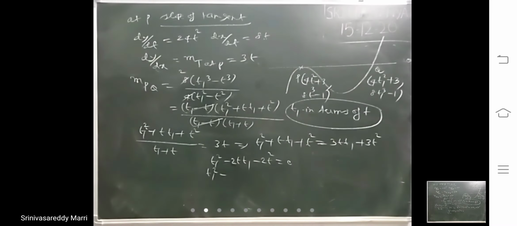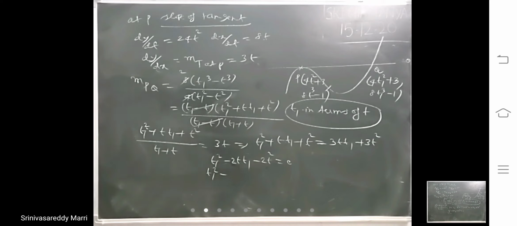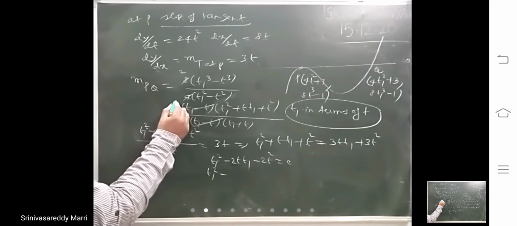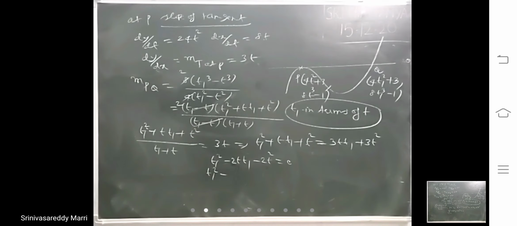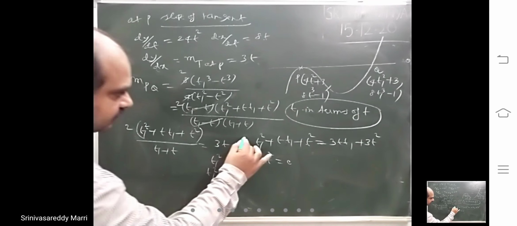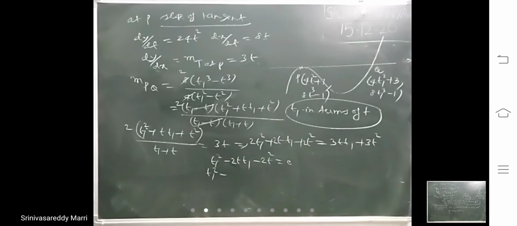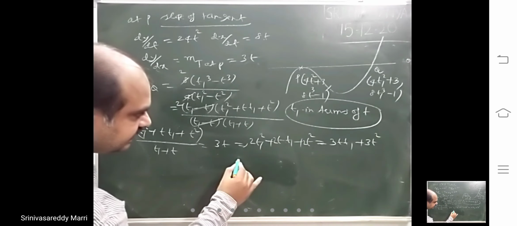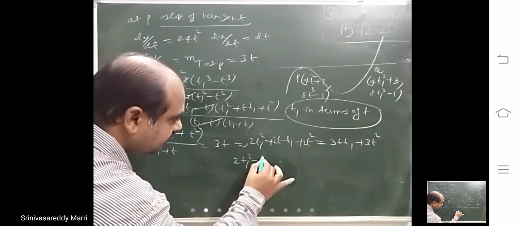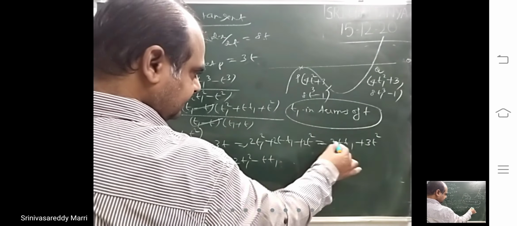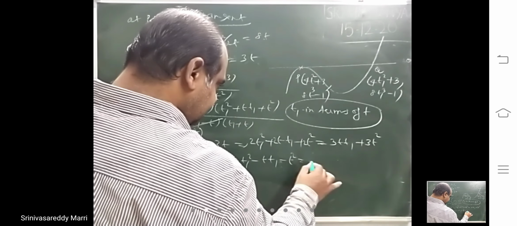24t square, 8t. Correct only? Is there any mistake? Slope of PQ. Sorry, 2 is there. 2 into t1 square plus 2t square plus 2t t1 plus 2t square. That means you will get 2t1 square minus t t1 minus t square equal to 0.